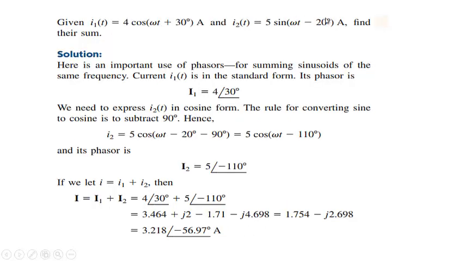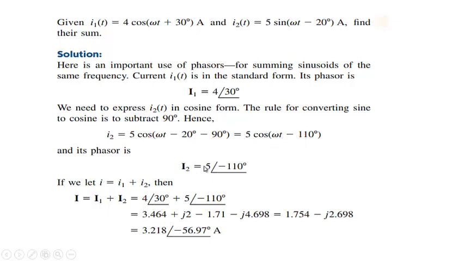So we have to find the sum of these two terms. That means 4 cos of omega t plus 30 and 5 cos of omega t minus 20 degrees. So we convert them into phasors, and a bold letter phasor I1 is equal to 4 angle 30 degrees, and I2: 5 cos of omega t minus 20, I have subtracted 90 degrees to get the cos term. So it comes out to be 5 cos of omega t minus 110.